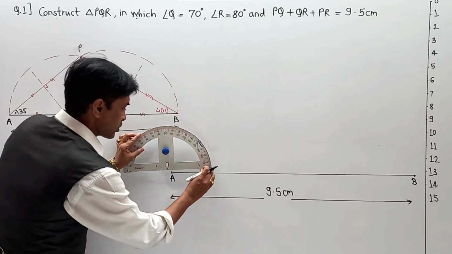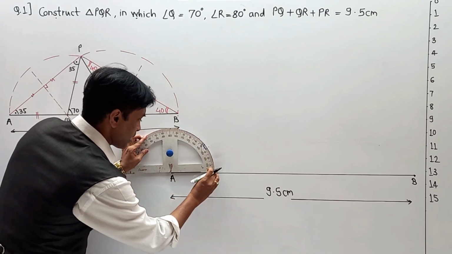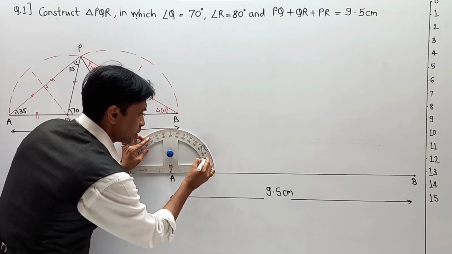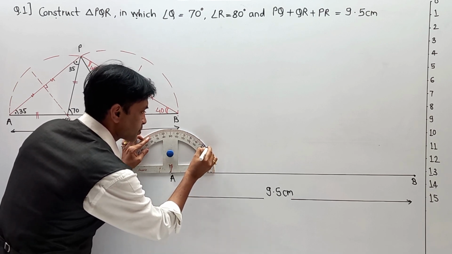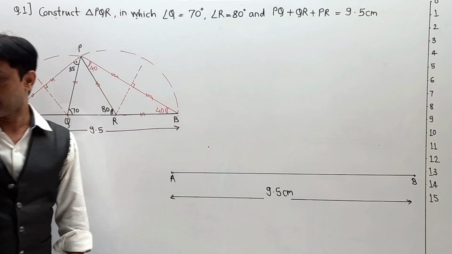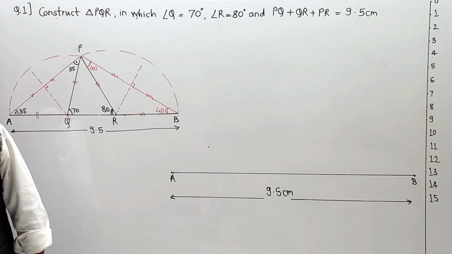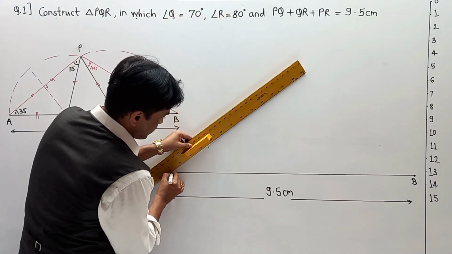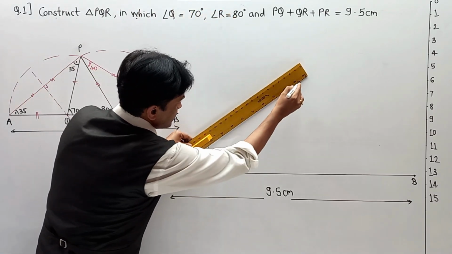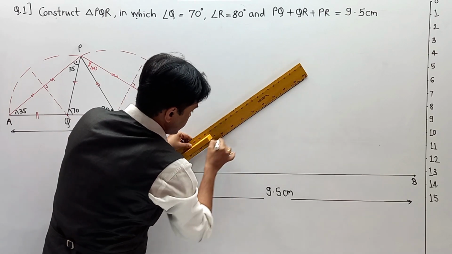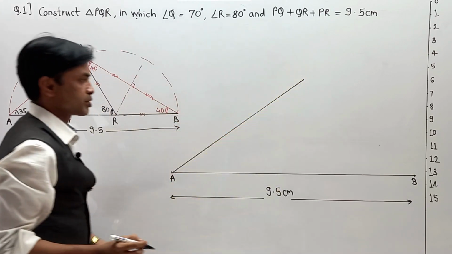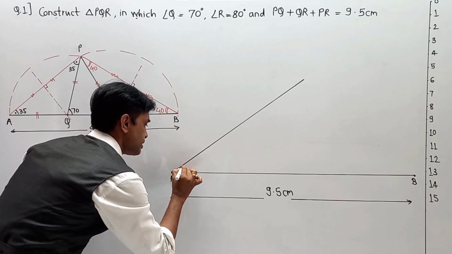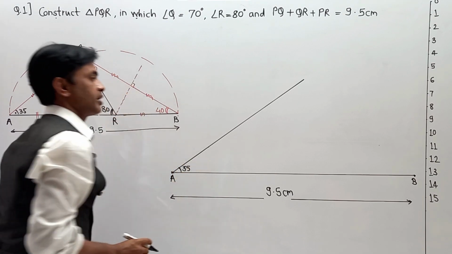So here, I am going to take a protractor over here to make a measurement of angle 35 degree. So here 10, 20, 30, 35. So this is the first point I am able to get. Having an angle of 35 degree over here, I am going to draw a tentative line over here, which makes an angle of 35 degree. So remember, our first angle, that is the angle A, is 35 degree.